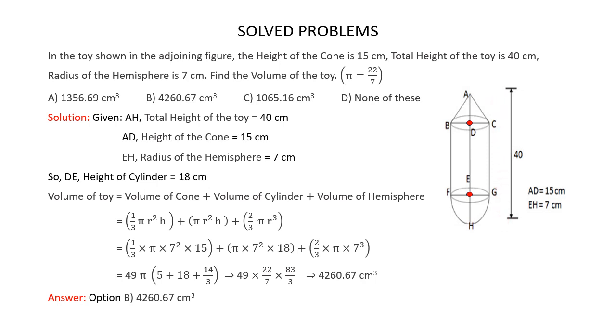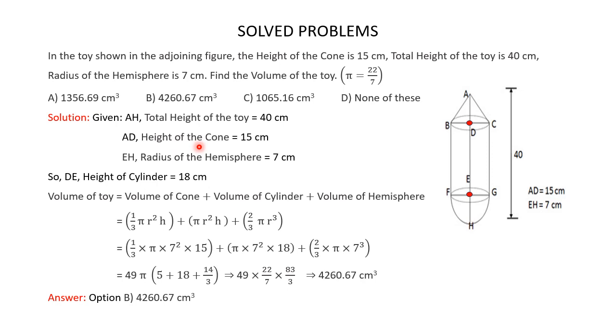Clearly here you can see that this toy has a conical top, a cylindrical body and a hemispherical base. So the volume of this toy is equal to volume of the cone plus volume of the cylinder plus volume of the hemisphere. Now it's given that the total height of the toy is 40 centimeters. So AH is 40 centimeters.